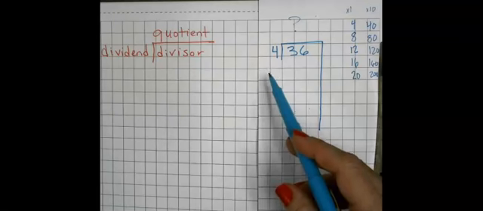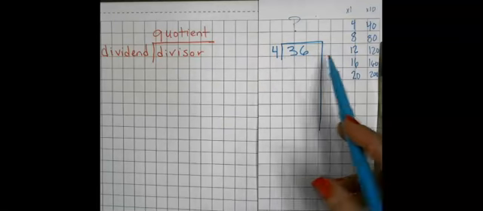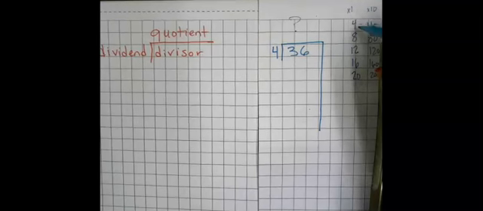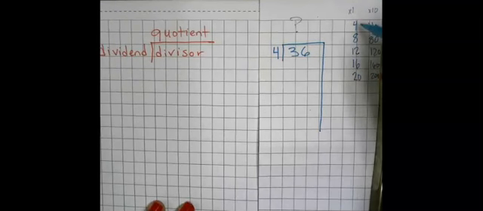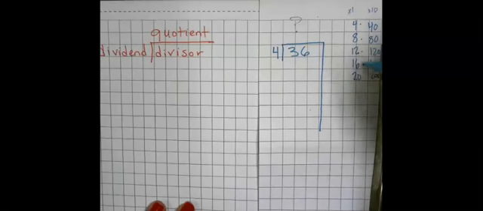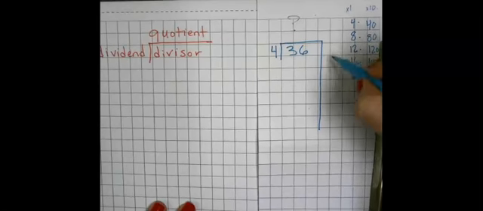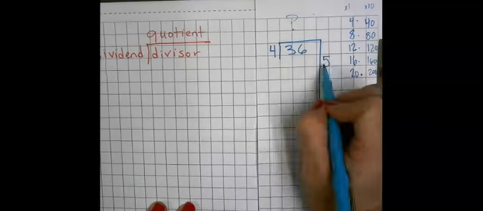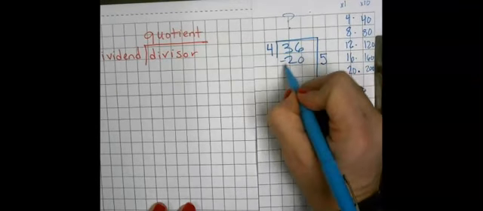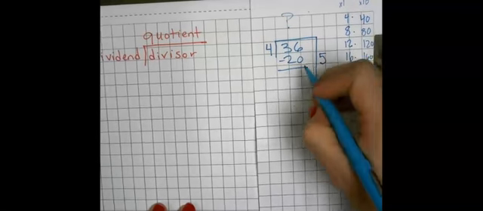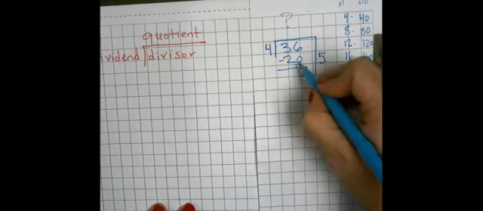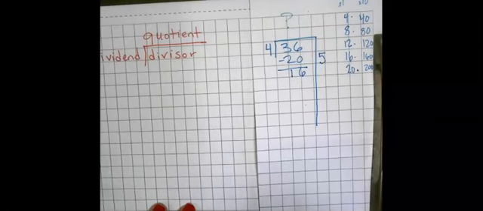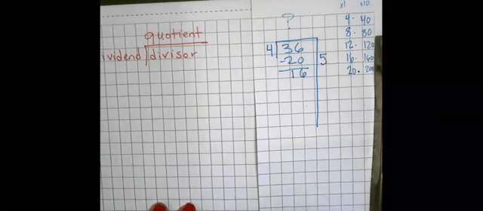So for instance, I know that 4 times 5 is 20, right? 4 times 5, or 5 fours. So this is 1 four, 2 fours, 3 fours, 4 fours, 5 fours is 20. So over here I'm going to put my 5. 4 times 5 is 20. So I can go ahead and subtract, right? So I'm going to have a 6 and a 1. So I have 16 left.